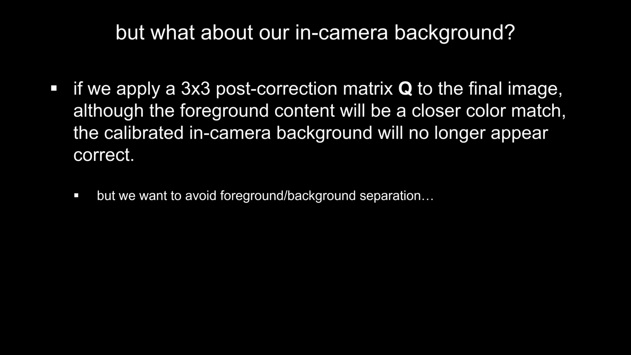Okay, but we spent all that time calibrating our in-camera background so it looked correct. So what do we want to do? Now we're saying, okay, well, we're going to apply this post-correction matrix Q to the image, but the whole point of virtual production was that we don't have to do foreground-background segmentation. We don't have to deal with matting or compositing. So if we apply Q to the whole image, then you might be thinking, hey, won't that make the in-camera background part look wrong? Because we already corrected that and calibrated it so that it would look correct.